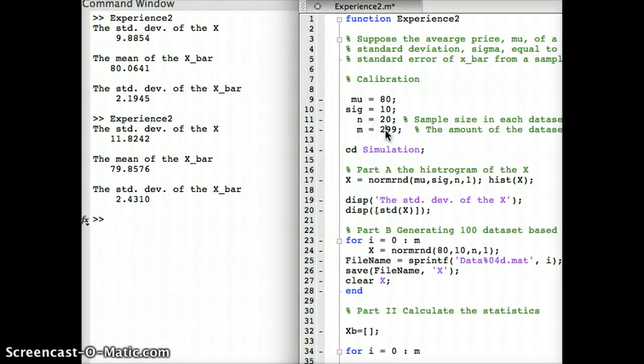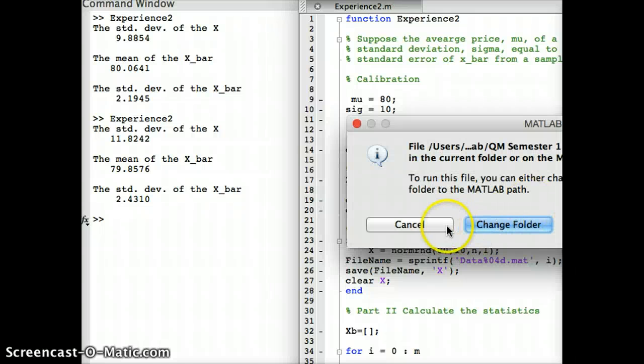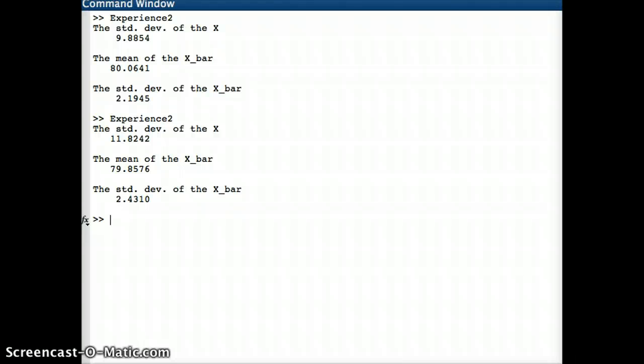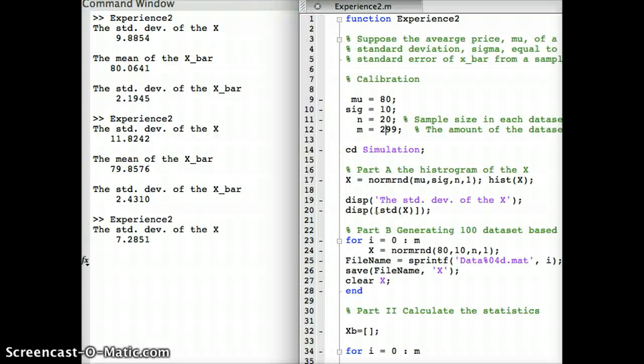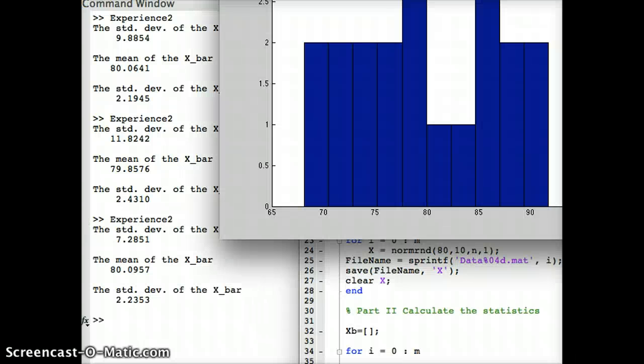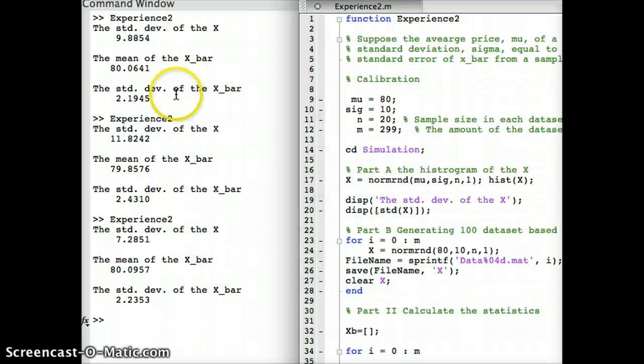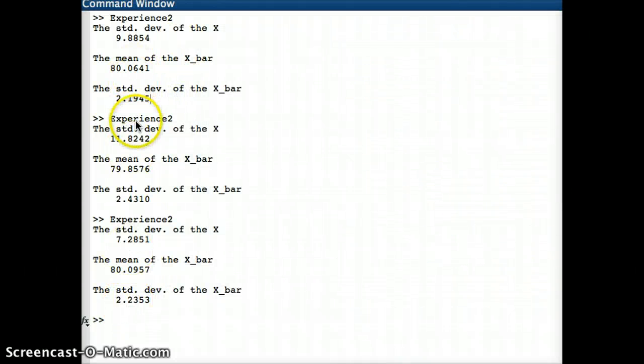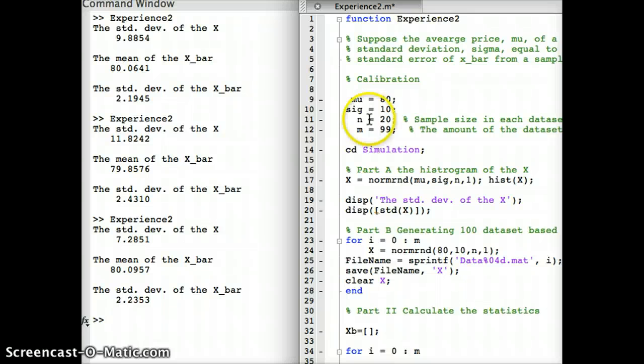Let's try 300. Okay, this time it's worse again. 2.19 for 100 data sets, 2.43 for 200, 2.23 for 300. So now let's try increasing the sample size to 40 to see how it goes.